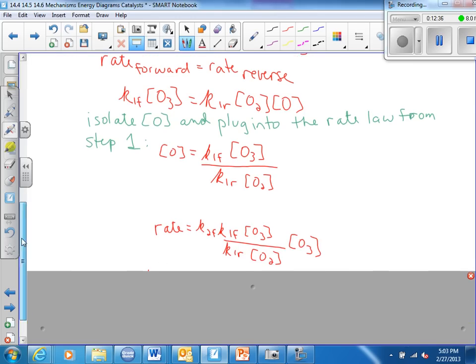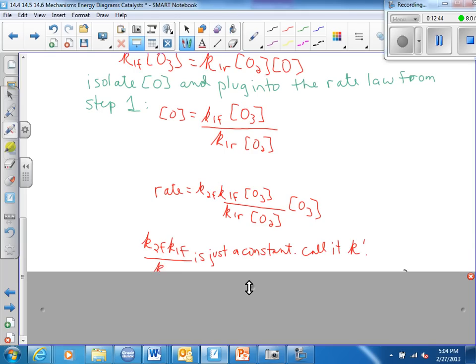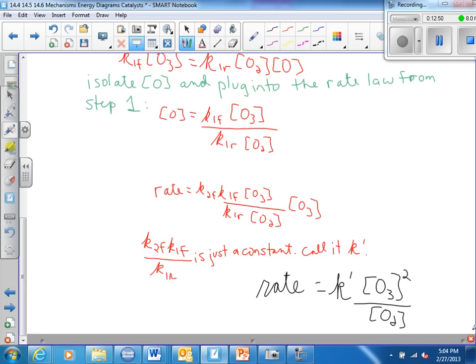That looks really ugly. And if I have a constant times a constant over another constant, that's just a constant. And I can call that K prime. Whenever you have a whole bunch of constants, we just call them K prime. And we rewrite our rate. Makes it a little bit prettier. You could leave your answer like this, but notice we have O3 squared over O2.